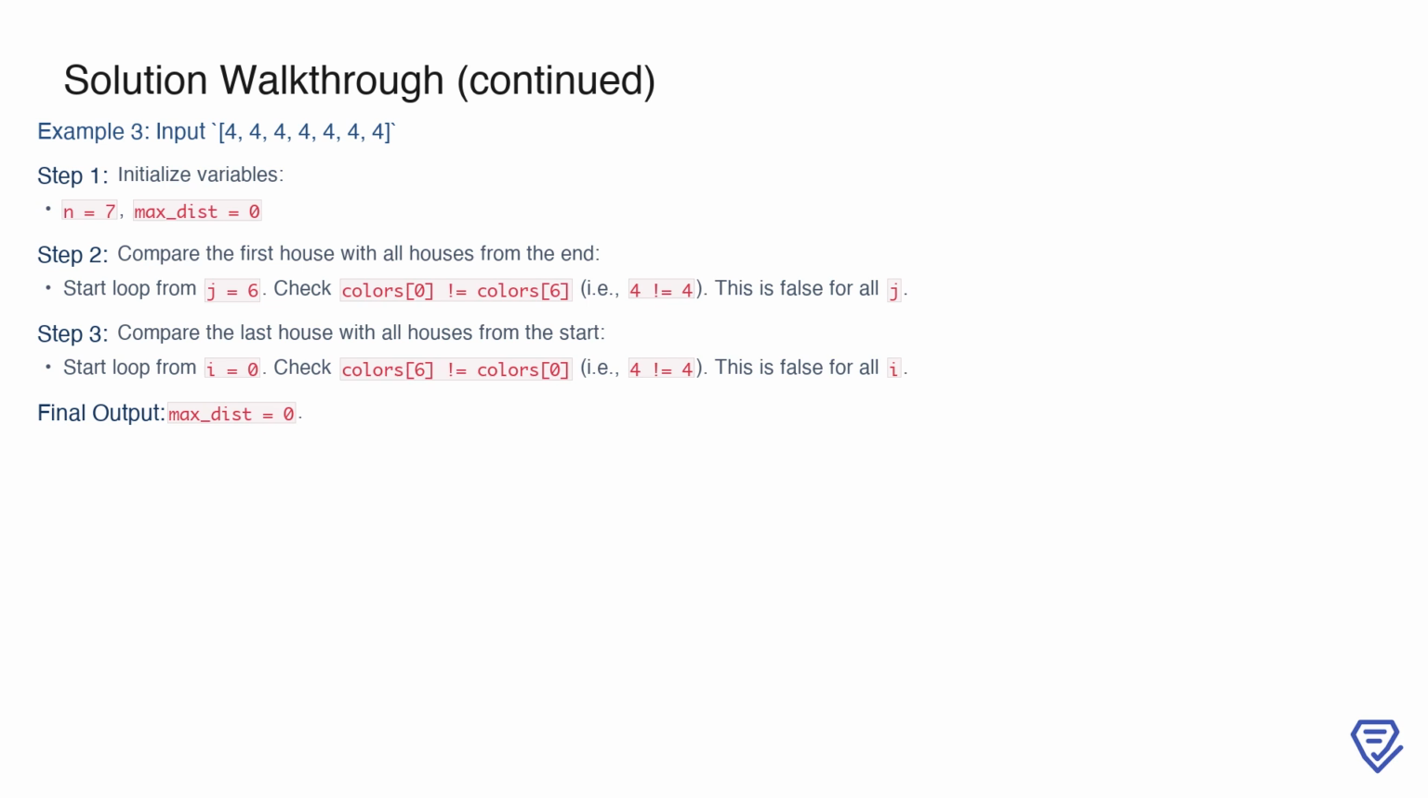Similarly, we compare the color of the last house at index 6 with the colors of all houses from the first house moving forward. For every i from 0 to 6, colors[6] is equal to colors[i], so the condition remains false throughout. Again, max_dist is not updated. Since there are no houses with different colors, the maximum distance remains 0. The final output for this example is max_dist equals 0.